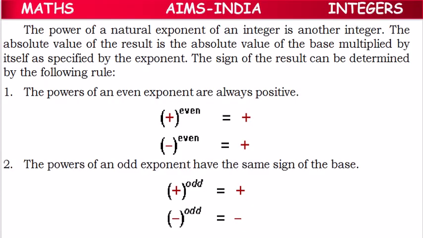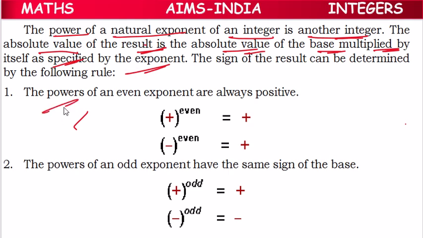Next. So the power of natural exponent of an integer is another integer. So the absolute value of the result is the absolute value of the base multiplied by itself as specified by the exponent. So let's understand this by seeing the examples.